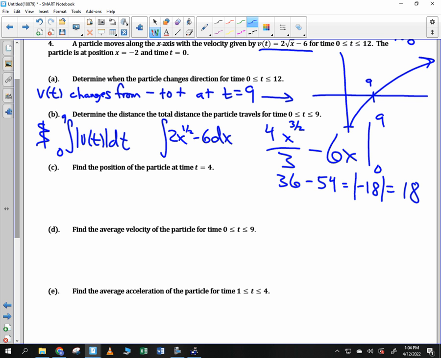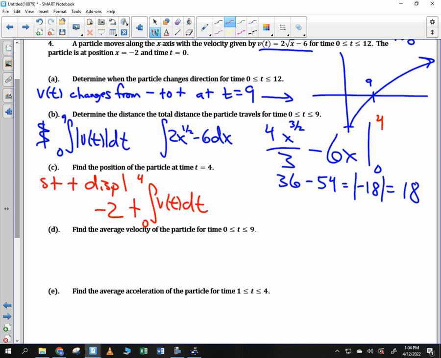Okay? Now, it says find the position of the particle at time equal to 4. Okay? No big deal. We can do this. We've got this set up right here. I'm just going to change that from 9 to 4. And then how do we determine position again? What do you remember? Start plus displacement. Well, what's the start? -2. And so we're going to add to that the displacement. It's not the absolute value, it's the displacement. It's the integral from 0 to 4 of v of t dt.